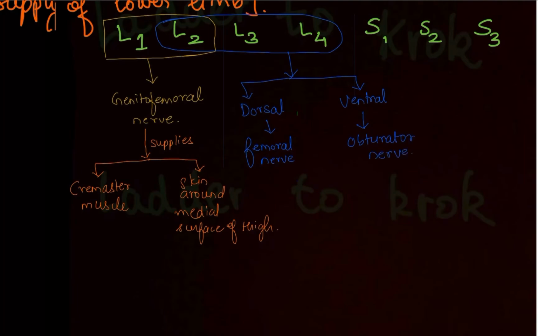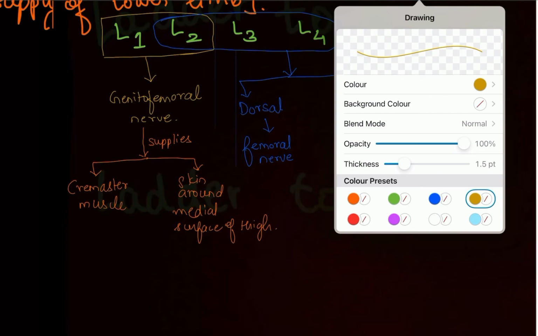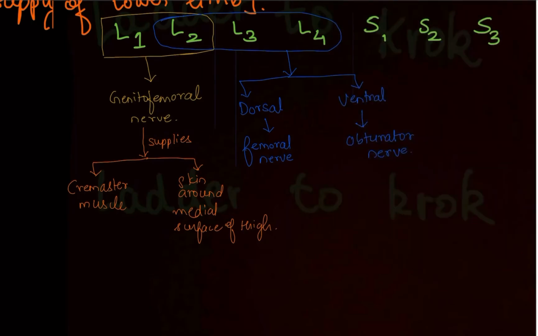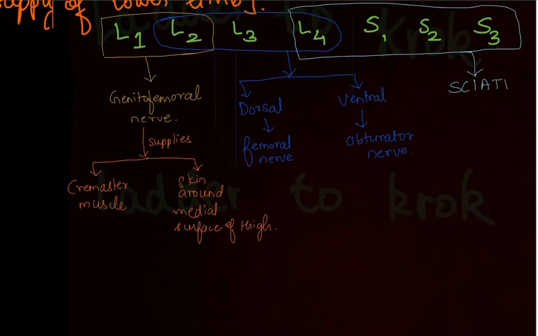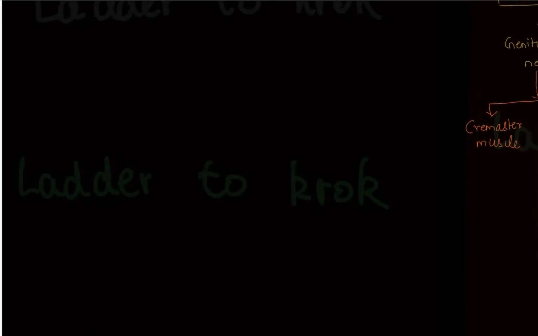This obturator nerve will pass through the obturator foramen. Okay, we have done this when we were doing the pelvic bones. The important nerve which we are going to study today in this video is sciatic nerve. So the root value for the sciatic nerve is L4 to S3. This gives our important nerve, that is sciatic nerve. Okay, understood? So let's know about the sciatic nerve in detail.